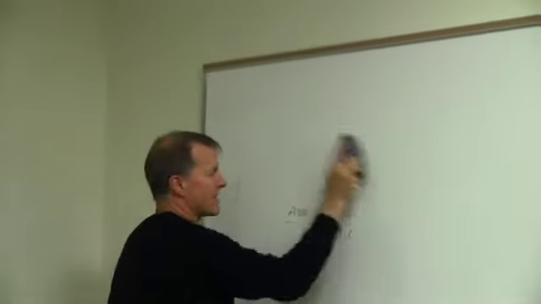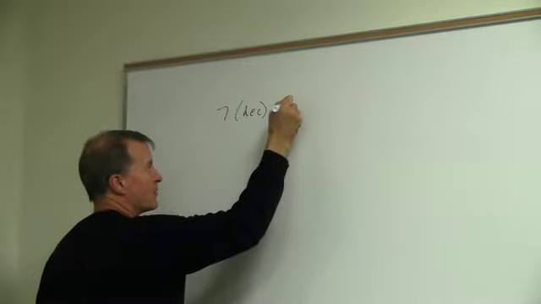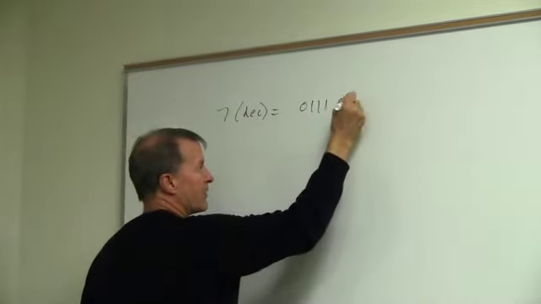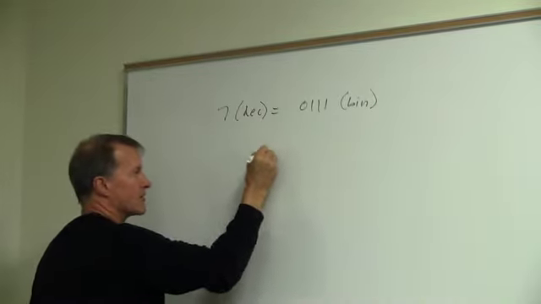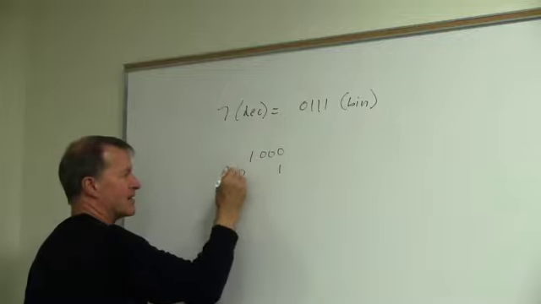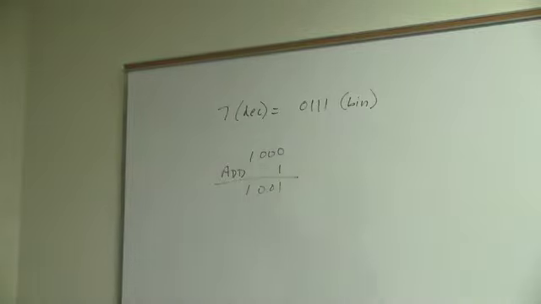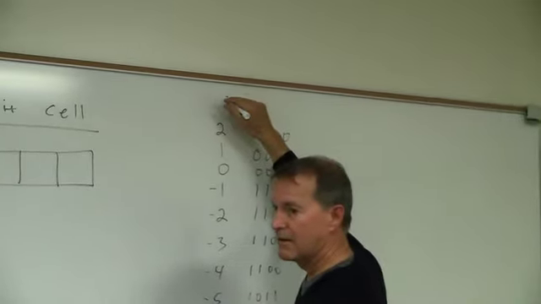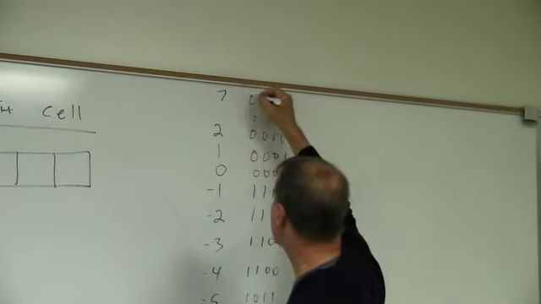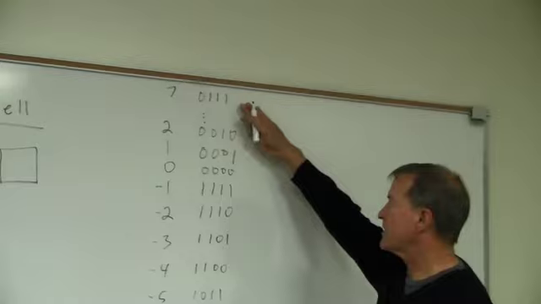So check this out. 7 decimal equals 0111 binary, unsigned. And so if you negate this, you get 1000, and then you add 1 to that. Are we good? And that's 1001, right? Now tell me, what's the largest positive number that you can get up here? What's the biggest positive one? It's 7, that's 0111. So does everybody see that the way we get -7 is to negate this and get to this?